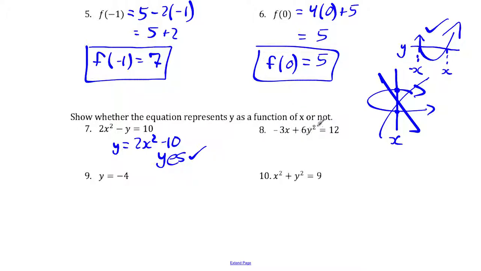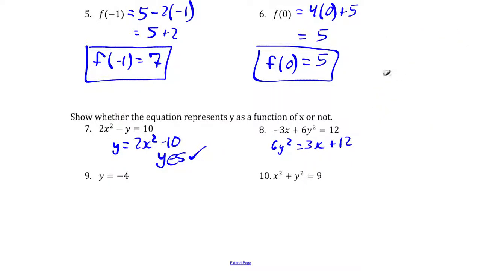But over here, if I isolate y, I'm going to have 6y squared is equal to 3x plus 12. Divide both sides by 6. Get rid of this mess. I'm going to have y squared is equal to 1/2 x plus 2. And I have to take the square root. Now, when I take the square root, it doesn't specify whether we want a positive root or negative root. So I have to take both whenever I solve.